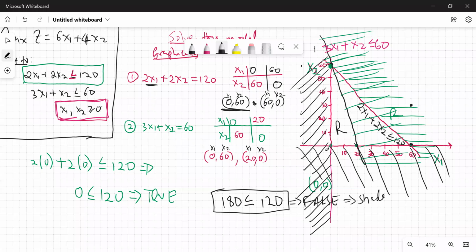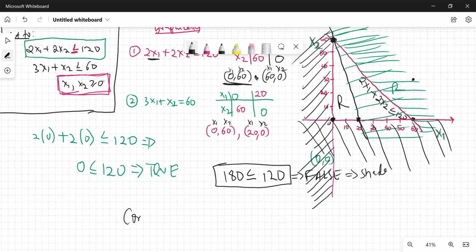Okay. So once you do that, there are these points: any point of intersection between two or more constraints in the feasible region is a point of interest. You call those points corner points or extreme points.